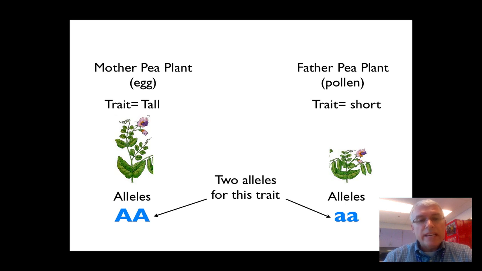So, for example, we can represent a pea plant, we'll call this the female pea plant because she's going to be producing the egg, as being tall because she grows tall. And her alleles are going to be a capital A and a capital A, or big A, big A. The father pea plant, which is going to be producing the pollen and the sperm cells, we're going to call this guy short because he doesn't grow very tall, and his alleles are going to be little a, little a. So you notice each parent has a pair of alleles that's controlling how tall they grow.